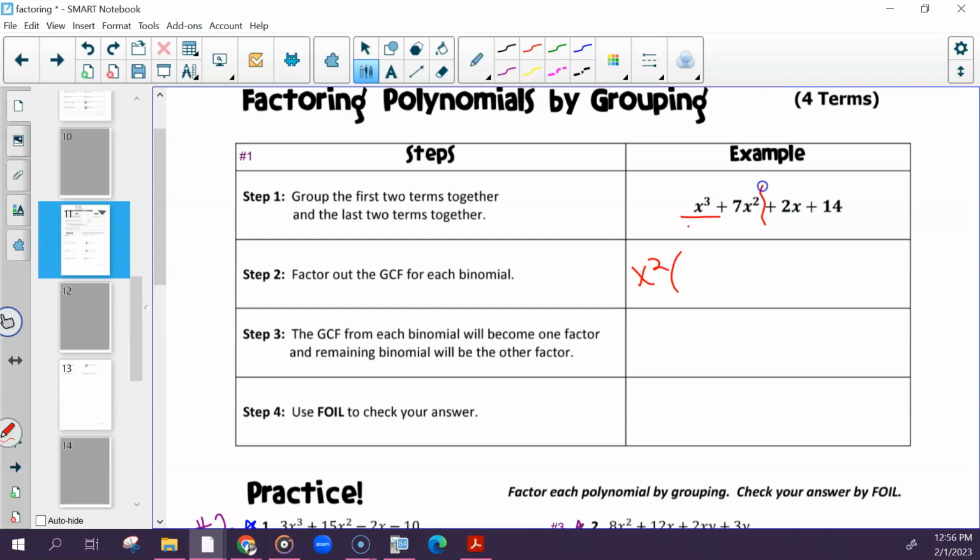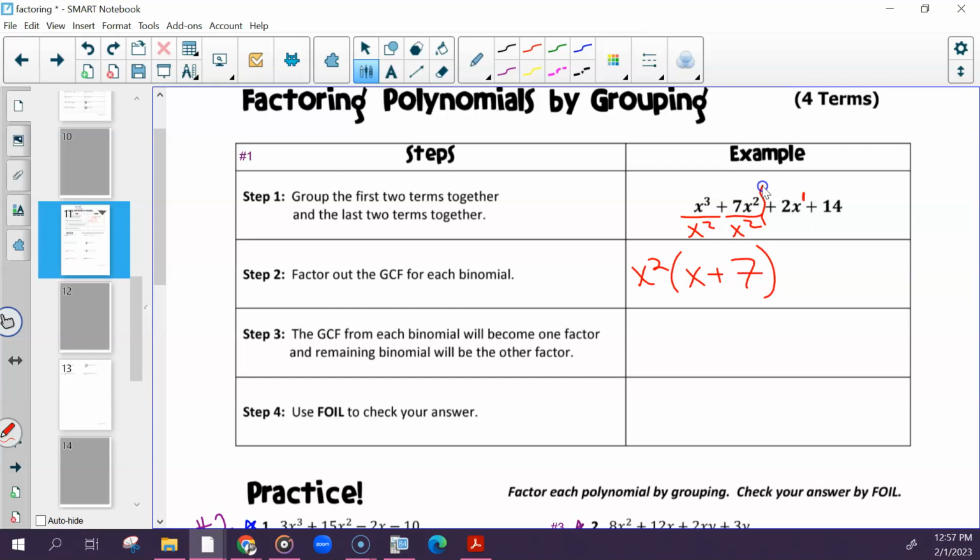Remember that we are dividing that to see what's left. So if we do that, and remember when you're dividing variables with exponents, you're really subtracting those exponents. And if you don't see an exponent, it has a 1. So what would be left? X, just standard x, and plus 7. Plus 7, correct.